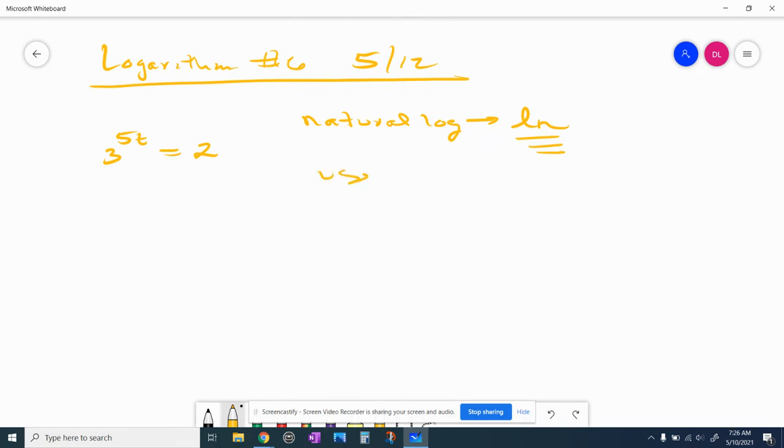You can use it on any exponent or logarithm. Okay? That's the best part about these things. So we can use it on any exponent or logarithm. It doesn't matter.